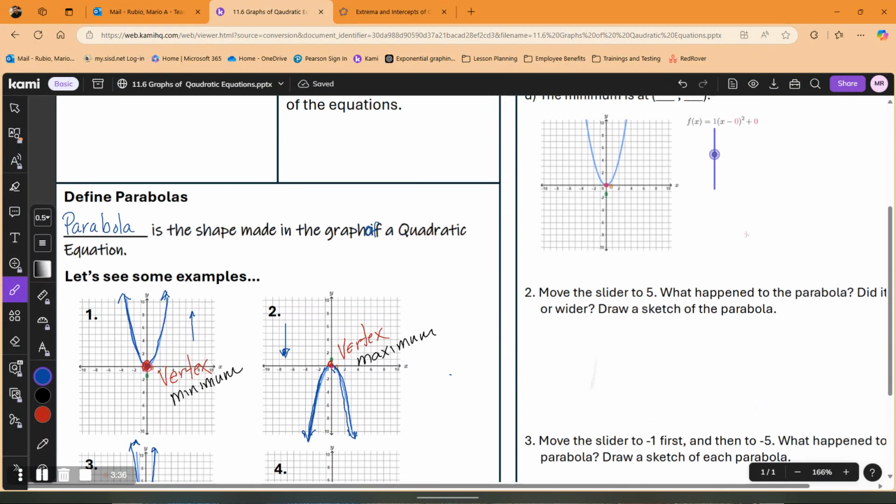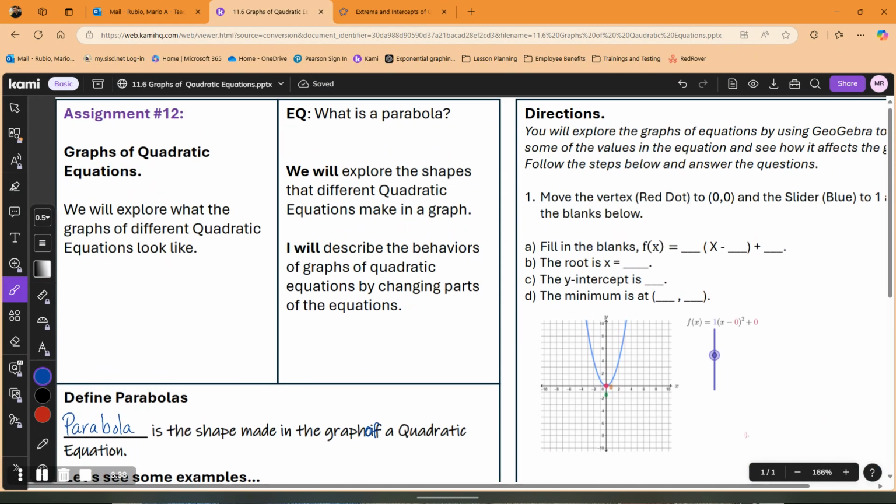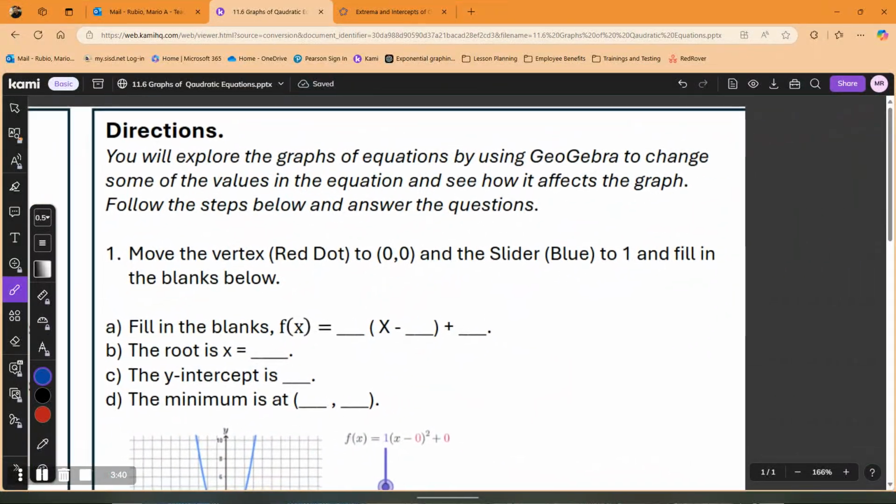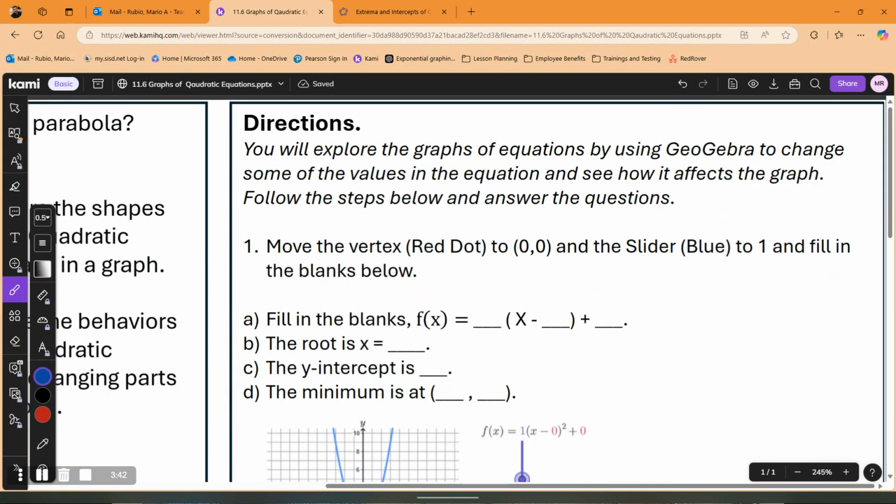What you're going to do today is you're going to read these directions. You will explore the graphs of equations by using GeoGebra. There's a link in Teams to change some of the values in the equation and see how it affects the graph. Follow the steps below to answer the questions.